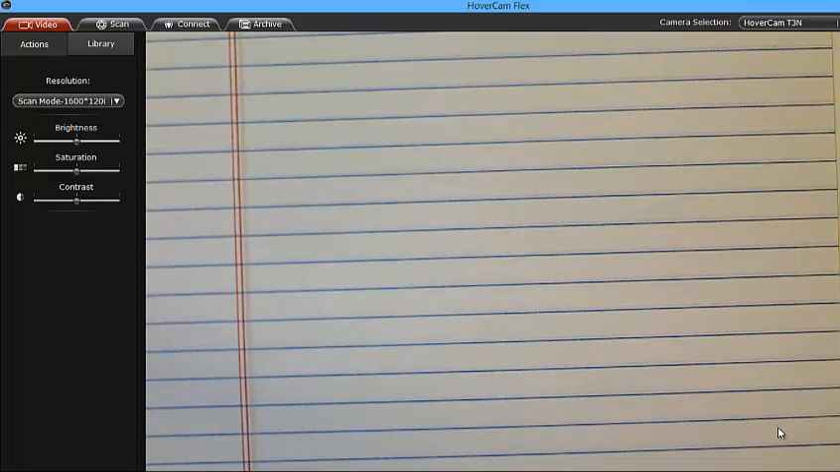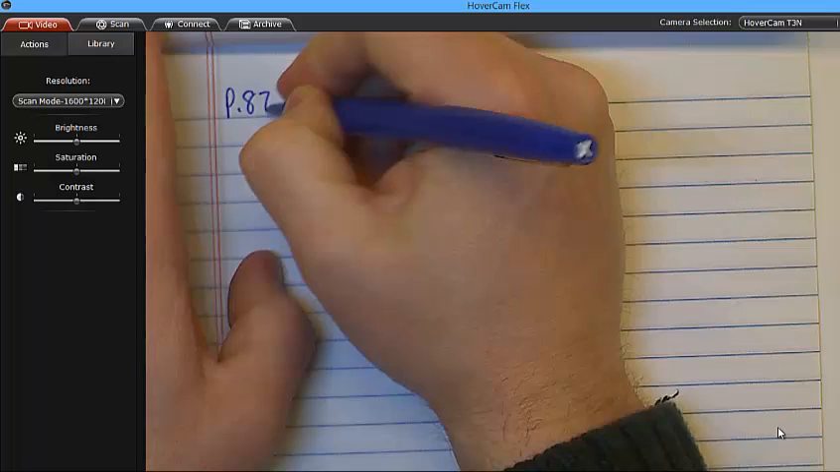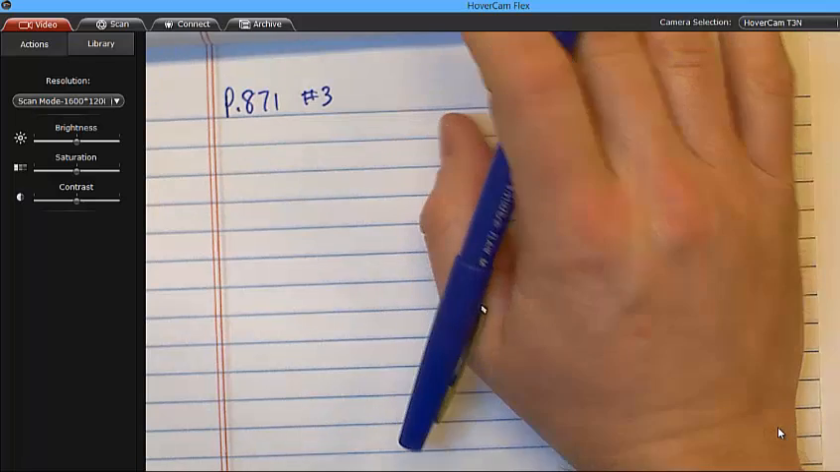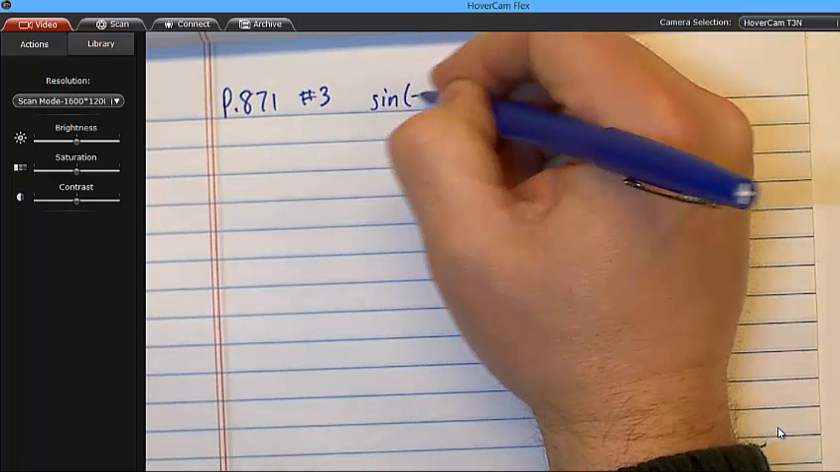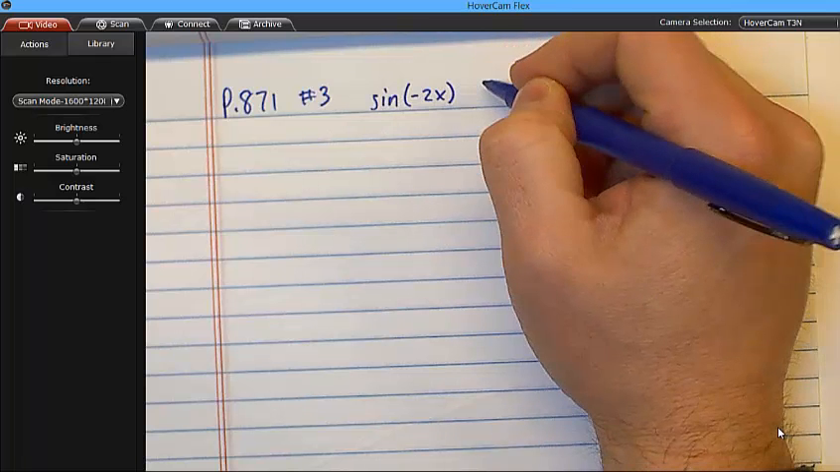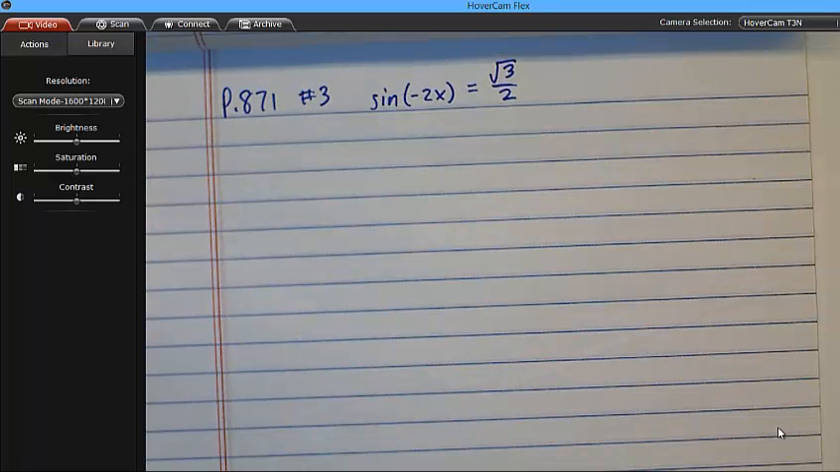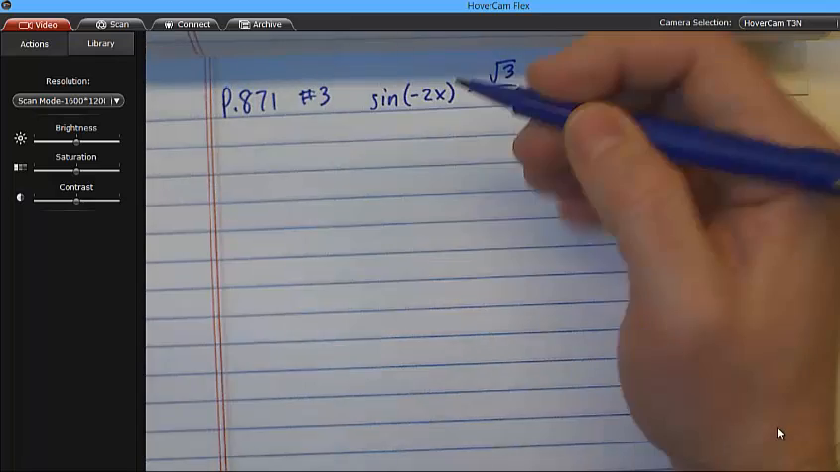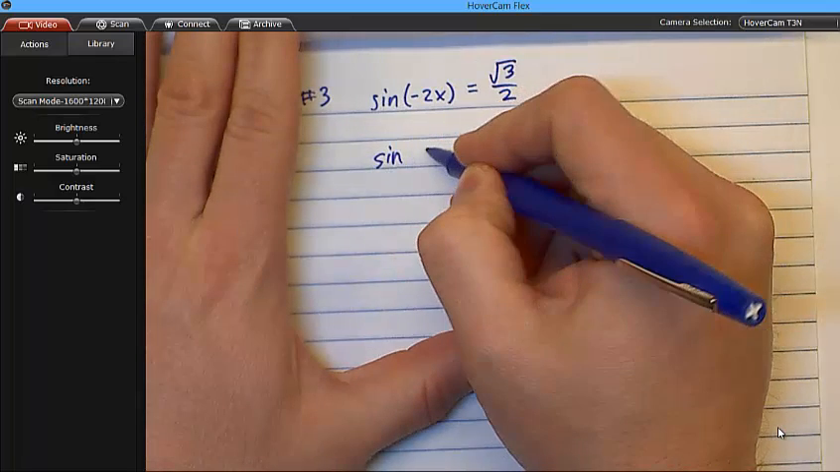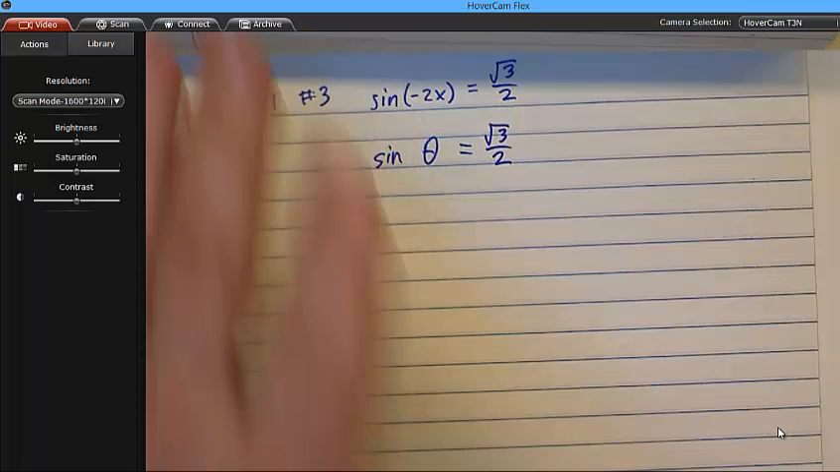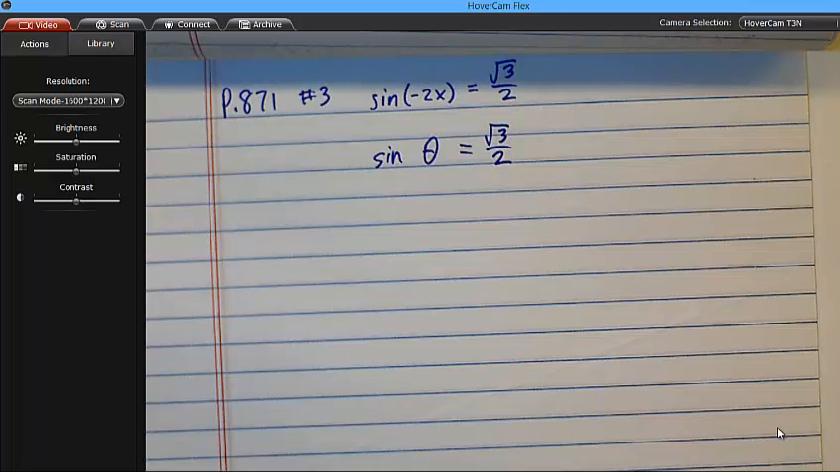Number 3 says the sine of negative 2x is equal to square root of 3 over 2. And what I like to do is start off with this equation: the sine of theta is equal to square root of 3 over 2. That's an equation I know how to solve. I can figure out what theta is.